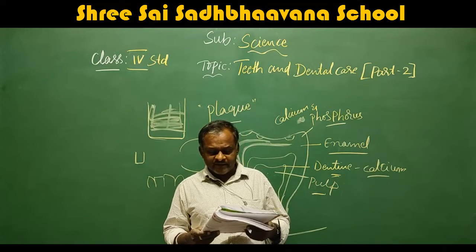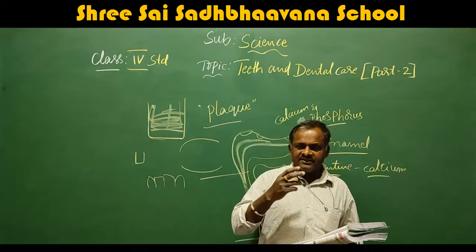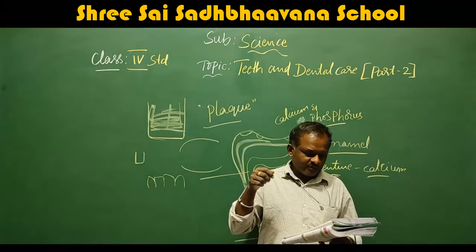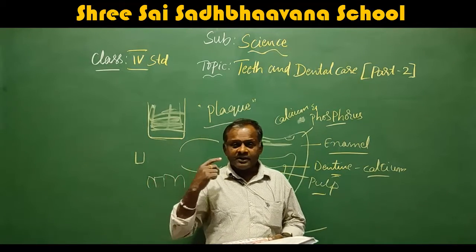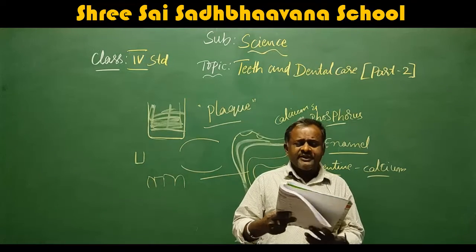Eat healthy food for teeth and gums. Eat fruits like apple without peeling their skin. That means apple, everything you eat as it is. Don't peel the skin. That means the outer layer. Don't peel it and throw it. It is good for our teeth.